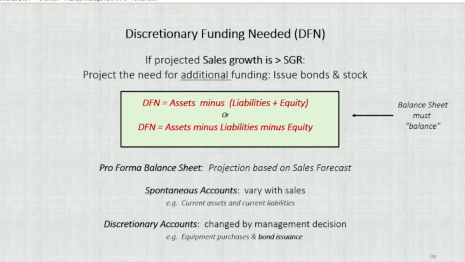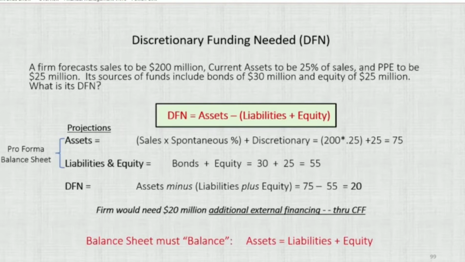Next, we have discretionary assets, and those are the ones changed only by management decision, such as purchasing equipment or issuing bonds. Typical example, a firm forecasts sales to be 200 million, current assets to be 25% of sales, and plant and equipment to be 25 million.